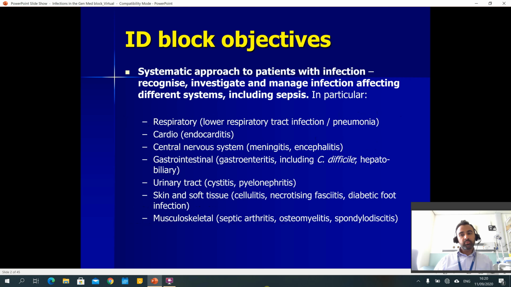So this is just to remind you of the ID block objectives which you'll see in your workbook. Now, there seems to be a lot, but the systematic approach is really the key thing. So how to think about the patient with infection, how to investigate, and how to manage, going through all the systems and the particular infections that you can see listed there. And I'll go through them as we go through this talk.